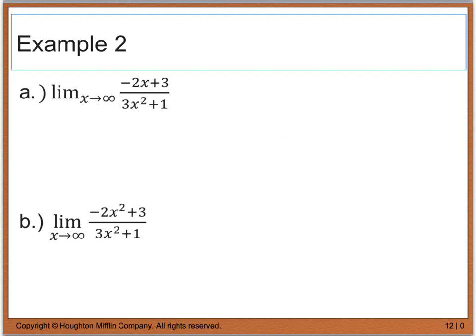So for example 2, part A says to take the limit as x approaches infinity of the quantity negative 2x plus 3 divided by the quantity of 3x squared plus 1.